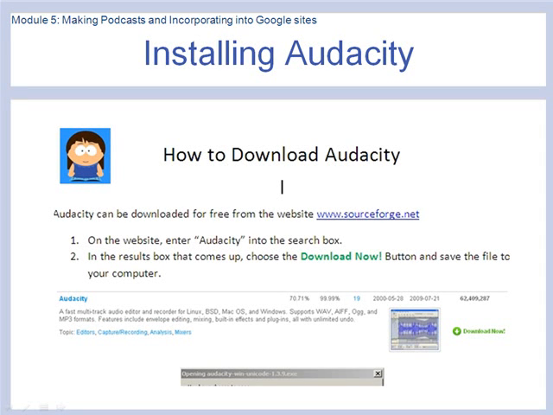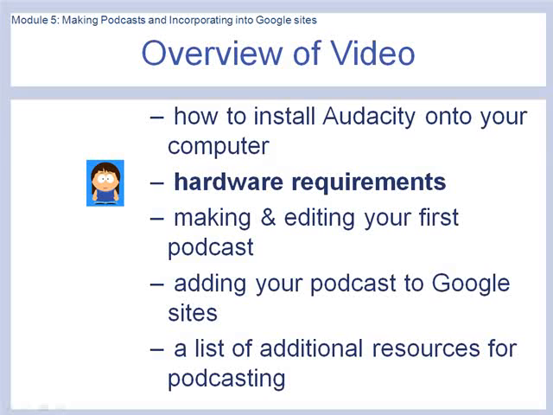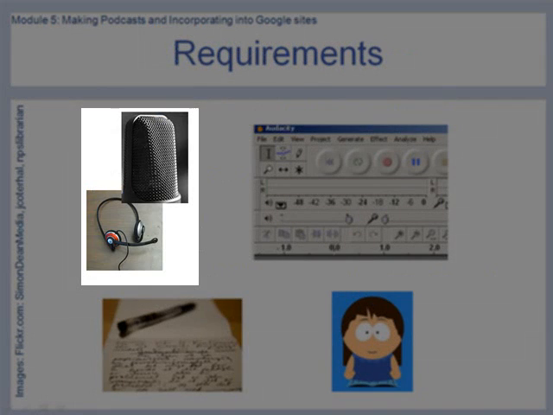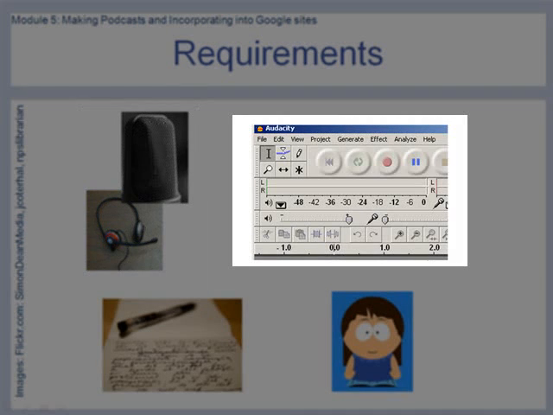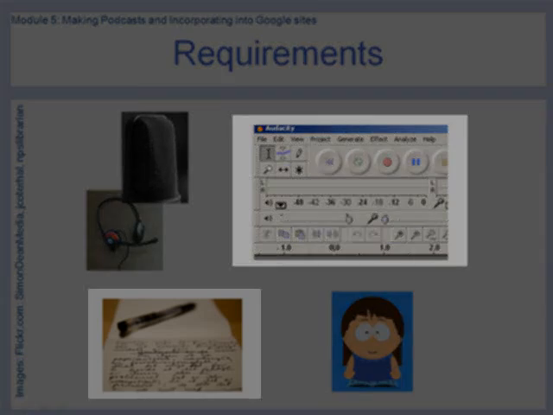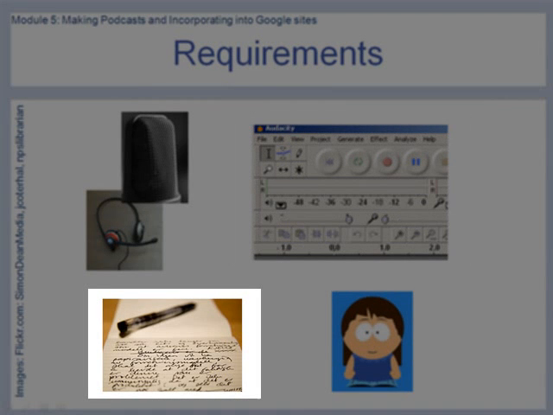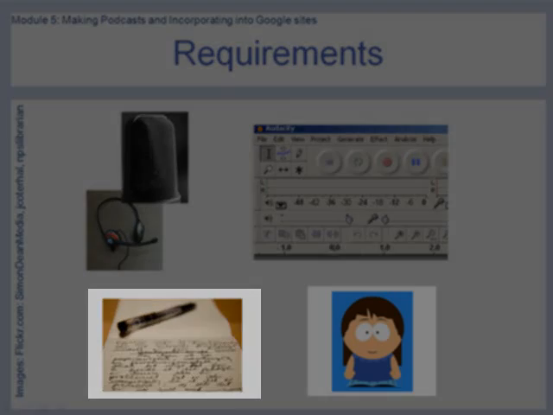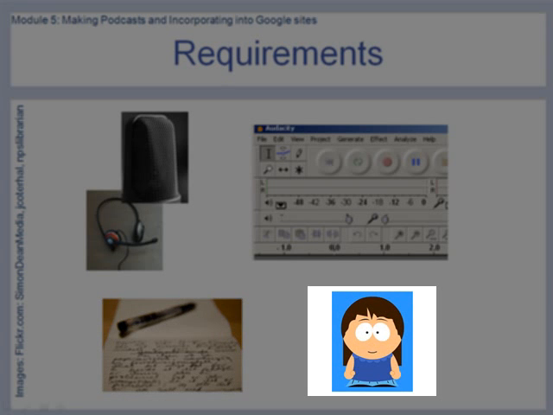First off, you'll need to download Audacity to your PC. Once you've downloaded it, you're ready to start. Let's look briefly at some of the hardware you need. You'll need a microphone, doesn't need to be too expensive. You'll need Audacity itself. You'll need a script of some sort of what you want to say. And finally you need you, best off in a quiet place and ready to podcast.